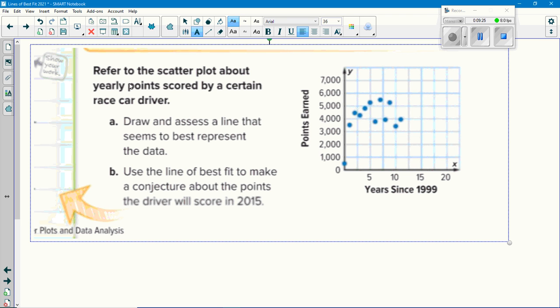It says, refer to the scatter plot about yearly points scored by a certain race car driver. So here's the scatter plot. Draw and assess a line that seems to best represent the data. Well, look. See this point way down here? That's kind of way off.